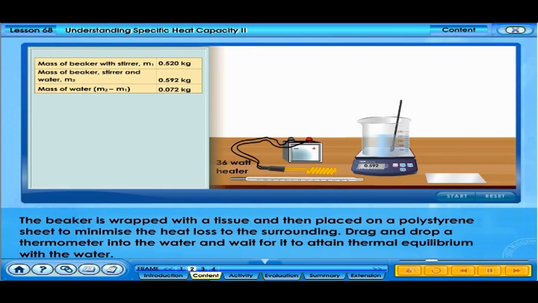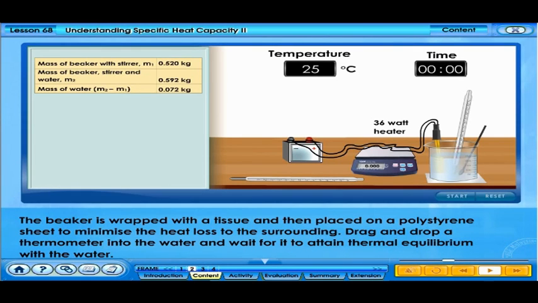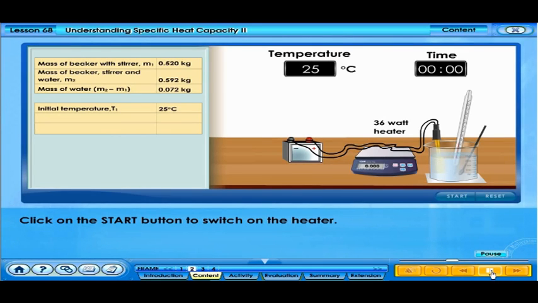The beaker is wrapped with a tissue and then placed on a polystyrene sheet to minimize the heat loss to the surrounding. Drag and drop a thermometer into the water and wait for it to attain thermal equilibrium with the water. Click on the Start button to switch on the heater.